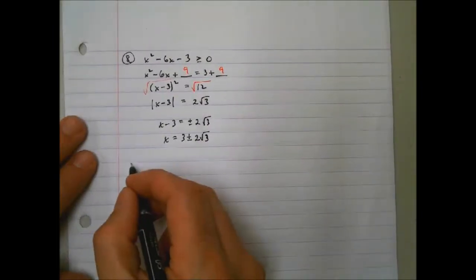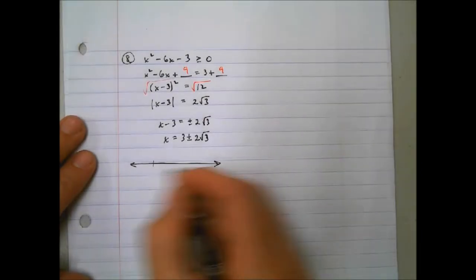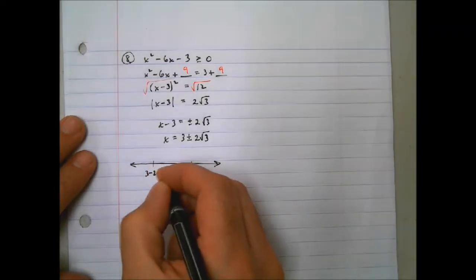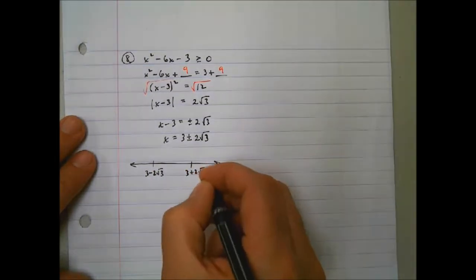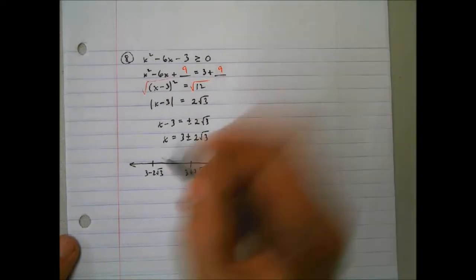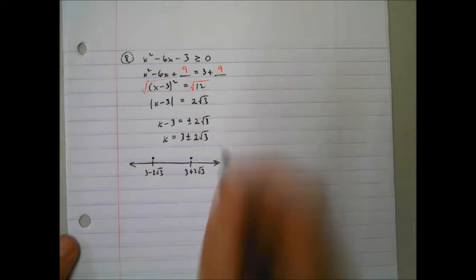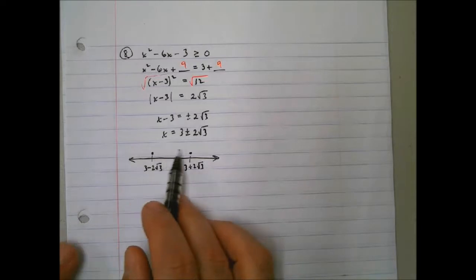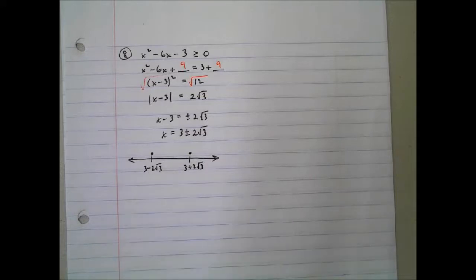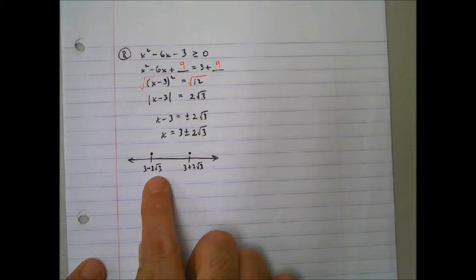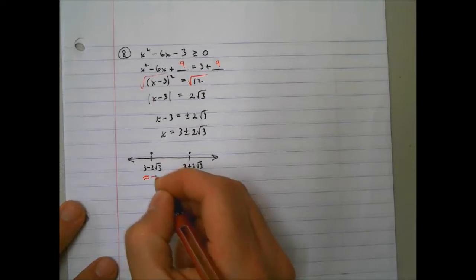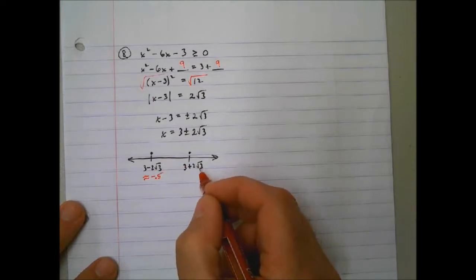We can go ahead and do our number line. Which one goes on the left? Well, the smaller one. So 3 minus 2 root 3 is on the left, and 3 plus 2 root 3 is on the right. Now go back up here and take a look. The inequality says greater than or equal to 0, so we can touch them. Solid dots. We're going to have to test the intervals, and so it's handy for us to know at least approximately what this value is. Now, 2 root 3 is root 12. Root 12 is about 3.5. So 3 minus 3.5 is about negative 0.5. And 3 plus root 12, so that's about 6.5.